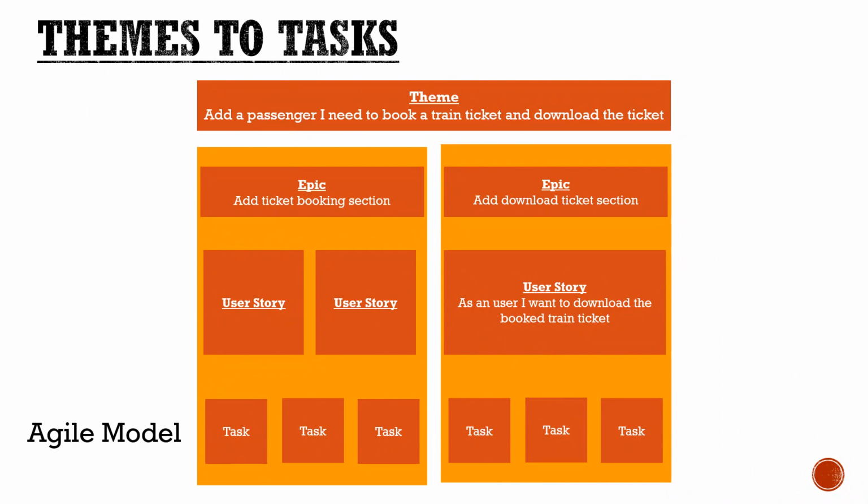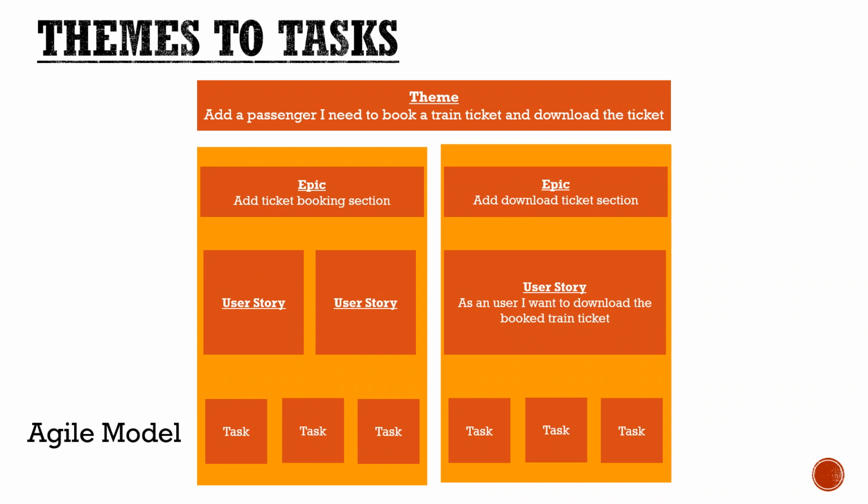What is a theme? We saw in the previous slide with a brief explanation. So this is the example for a theme. As a passenger, I need to book a train ticket and download the ticket. So for example, when you are going to book a train ticket, we as a passenger book a train ticket and download the ticket. That is the purpose of our theme.